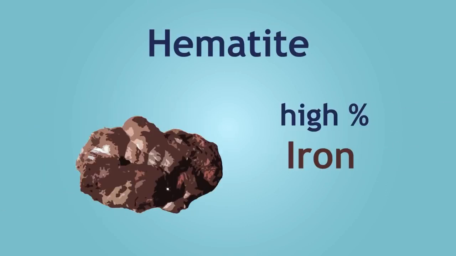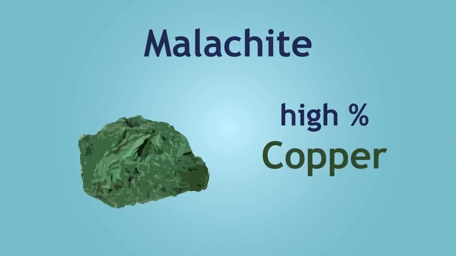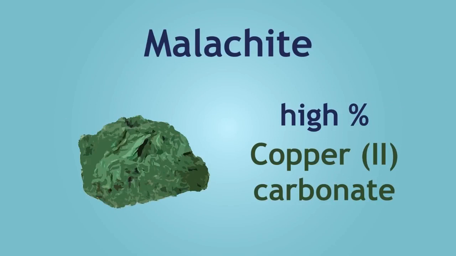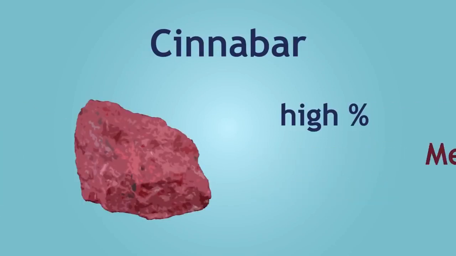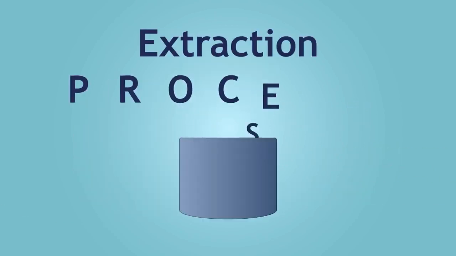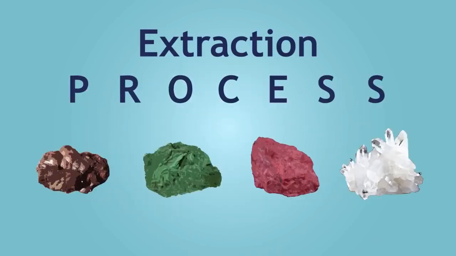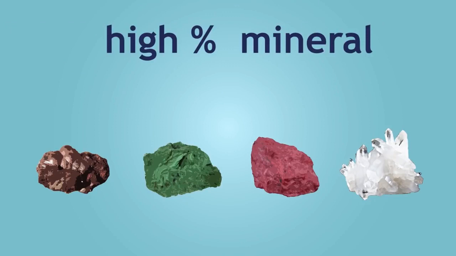The iron in hematite is mostly iron 3 oxide. The copper in malachite is mostly copper 2 carbonate. The mercury in cinnabar is primarily found as mercury 2 sulfide. The extraction process for each ore can vary, but the key idea here is that the mineral must be present in a high enough percentage, or else the process would not be very economically beneficial.